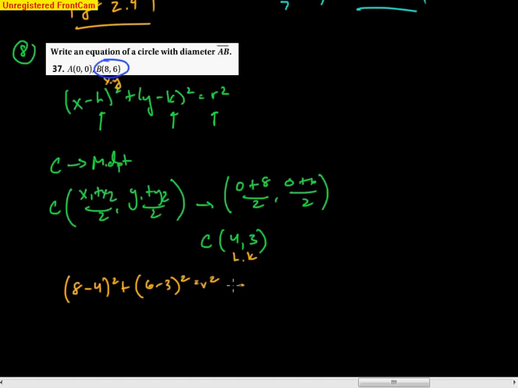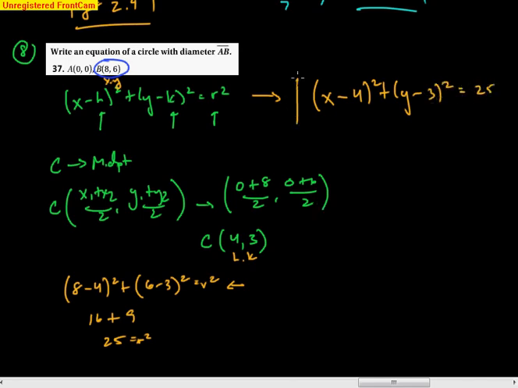And remember, I'm looking for r, or I could just look for r squared. It's up to you. This is 4 squared is 16, plus 3 squared is 9. 16 plus 9 is 25. That is my r squared. That is as far as I need to go. I don't really care what r is. All I care about is answering the question. X minus 4 squared plus y minus 3 squared equals 25.